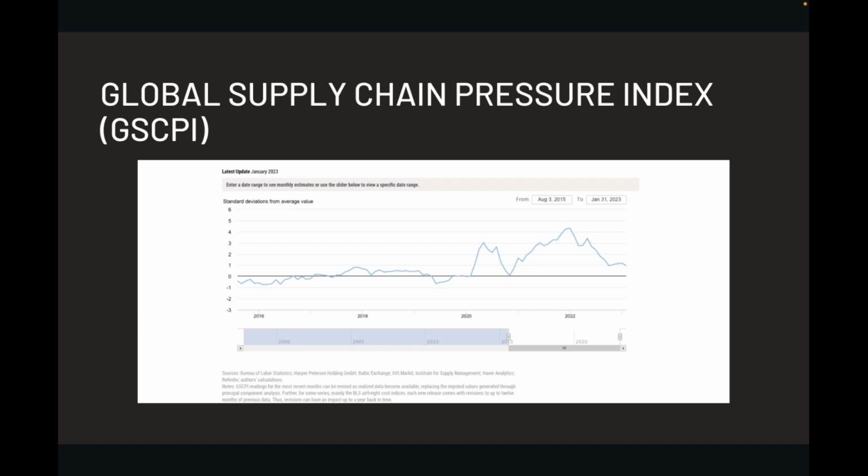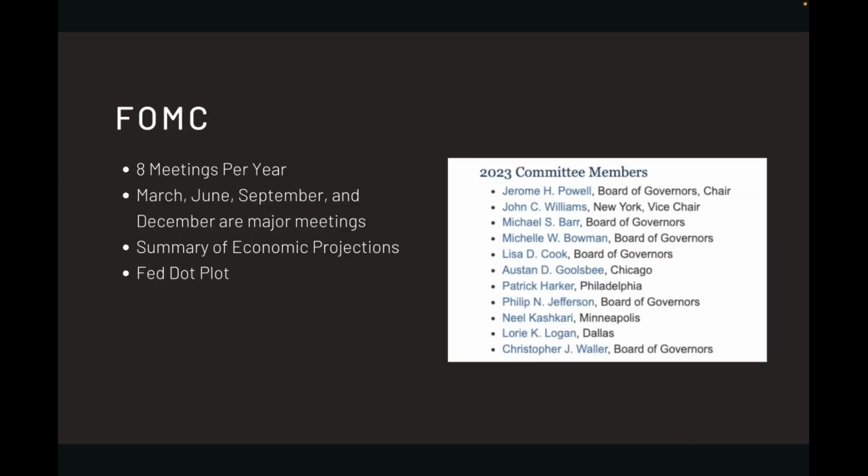So we've spent a lot of time talking about the Fed's twin mandate of price stability and labor market. Now we're going to move into how the Fed actually makes their decisions during the year.